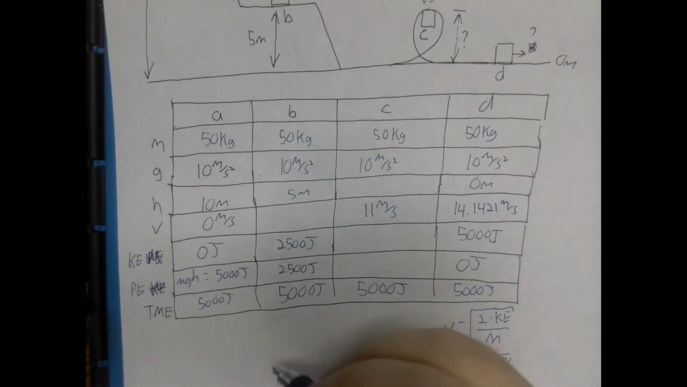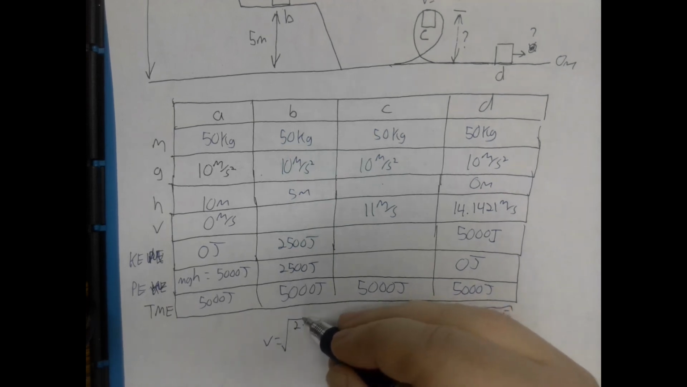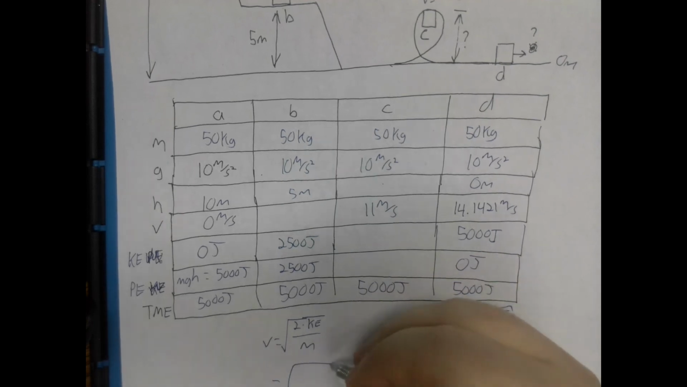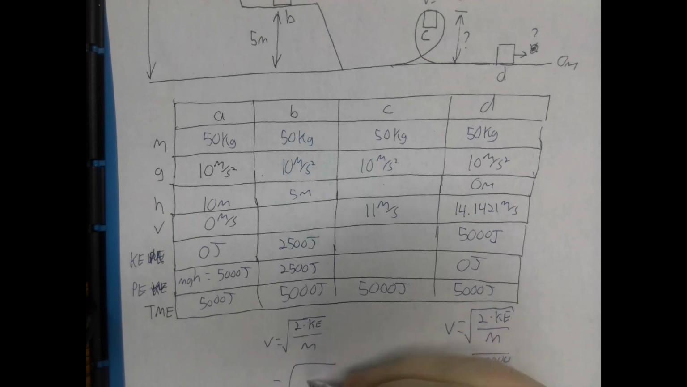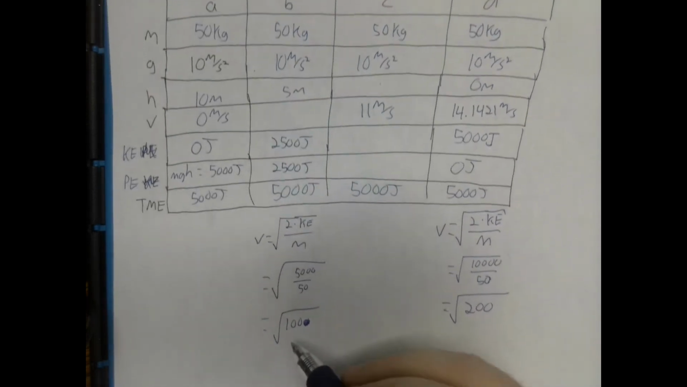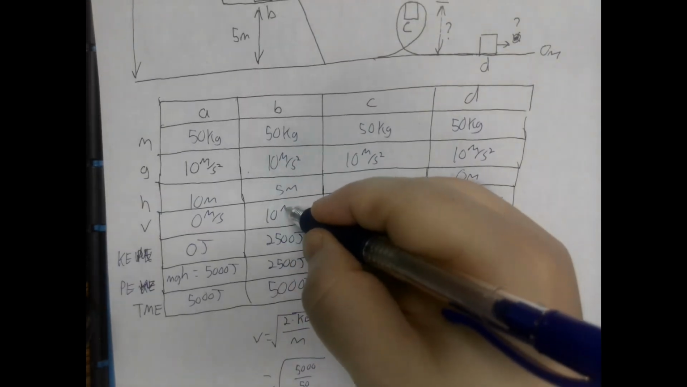We can do the same thing for velocity over here. Velocity is equal to the square root of 2 times kinetic energy divided by mass. So that's 10,000 divided by 50, which is the square root of 100. What's the square root of 100? 10. So that's 10 meters per second.